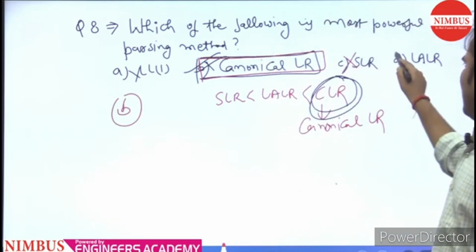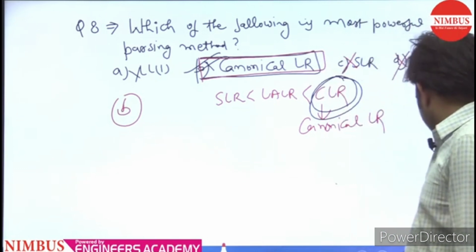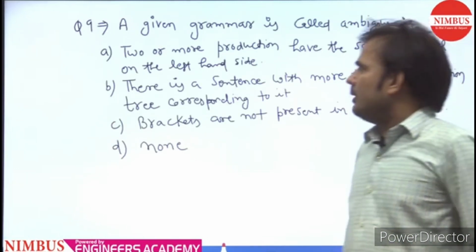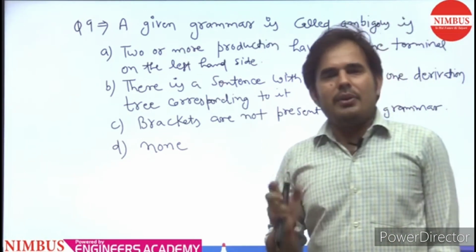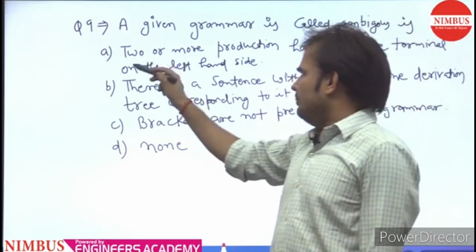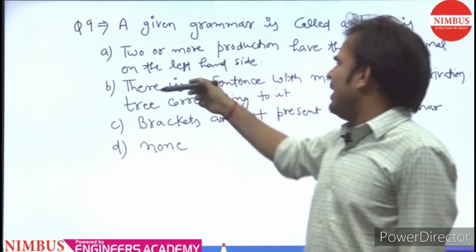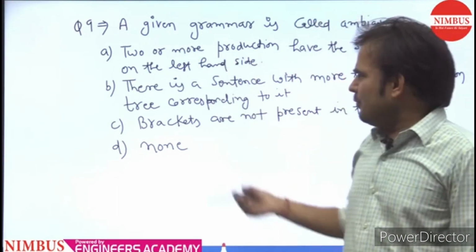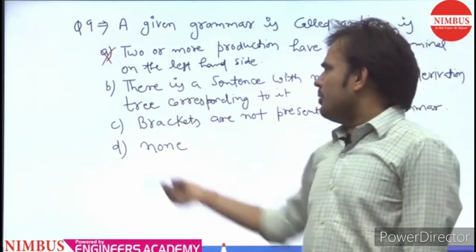SLR no, LALR no. Okay, let's see the next question. Question number 9. A given grammar is called ambiguous. You are given a CFG; when will it be called ambiguous? When 2 or more productions have the same terminal on the left hand side? No, this is a blindly wrong option.